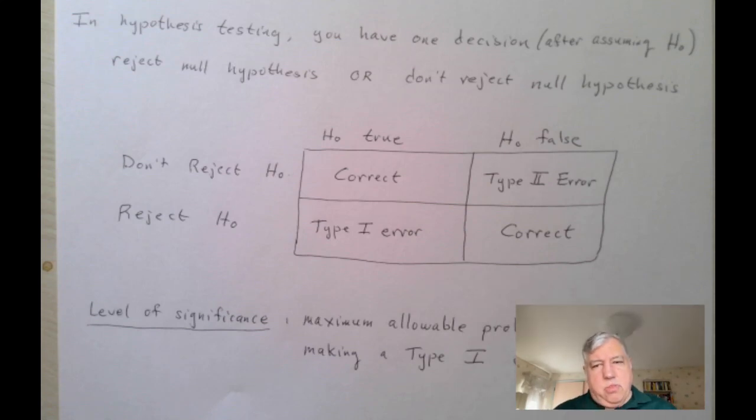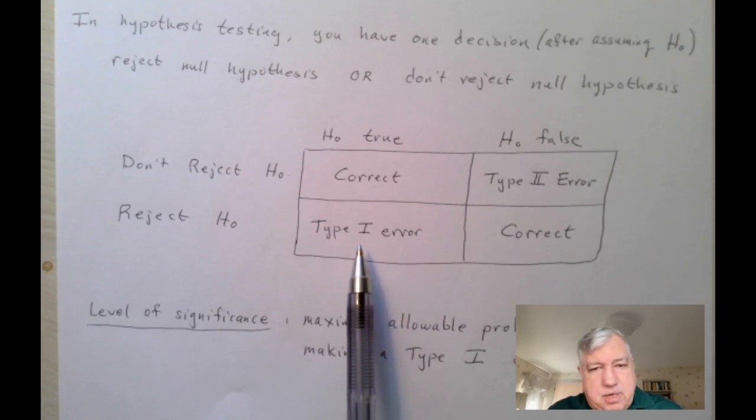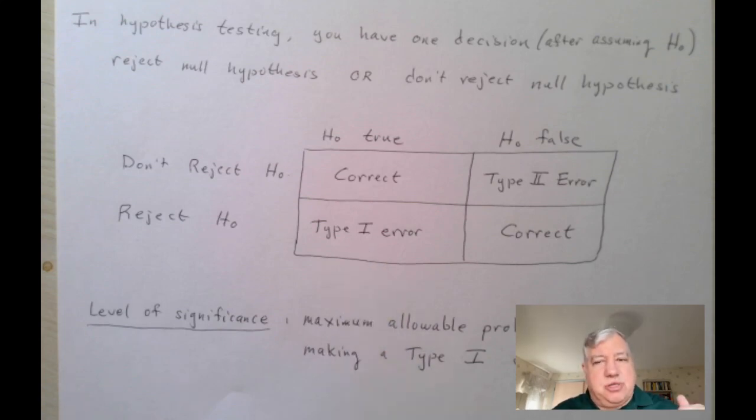Okay, the way to think about this is the type 1 error is more active. You're actually doing something. With a type 2 error, you're failing to do something. And we are going to focus on, what is the probability that we are making a type 1 error.